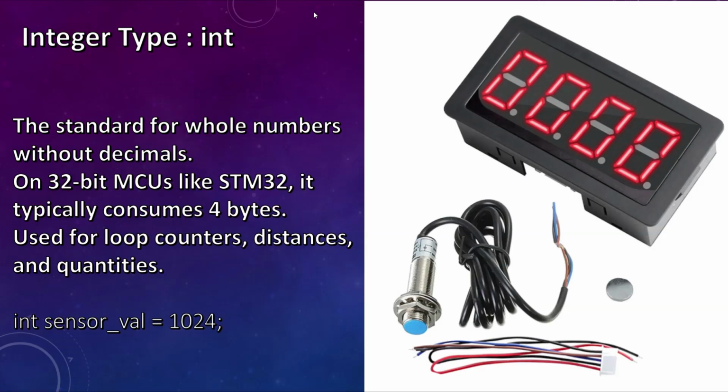The next data type is int, which stands for integer. Integers are used to store whole numbers. For example, int age equals 25. Values like sensor readings, counters, distances, or quantities are commonly stored using integers. On most STM32 microcontrollers, an int occupies 4 bytes of memory. Since whole numbers are very common in programming, int is one of the most frequently used data types.